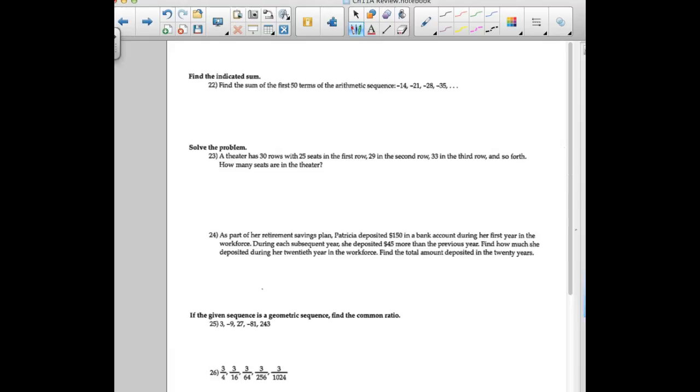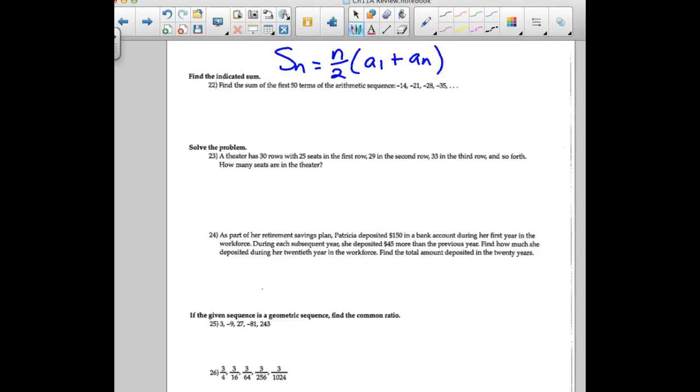All right, question 22 says to find the sum of the first 50 terms of the arithmetic sequence. Now, a couple things to notice here. It is arithmetic, so we are looking at the same formula we just have been using, but they do not give us the last term. We know our n value is 50 because they said to add the first 50 numbers. We know our first term is -14, but we are going to have to find our 50th term.